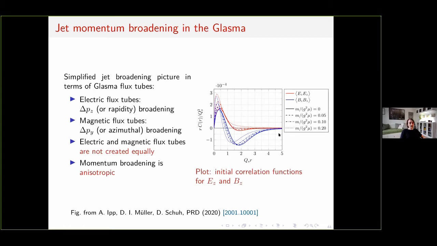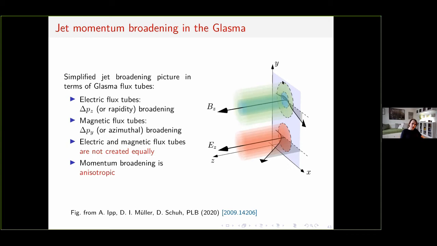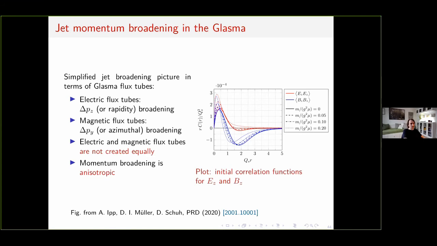That means basically, in the simple picture, you get a ring of anti-correlation around the center of this flux tube. And that means that the acceleration along Z is much more efficient compared to the transverse plane acceleration. And that means that the momentum broadening that we find is highly anisotropic. And this is then neatly summarized here.